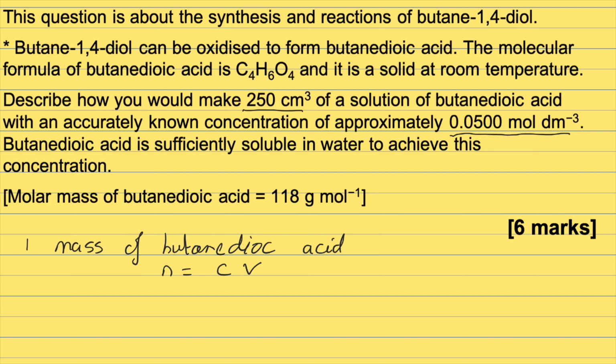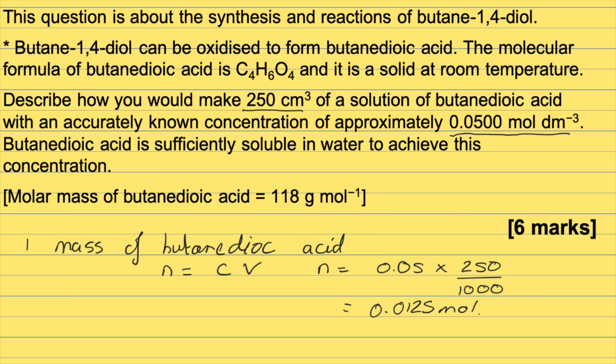0.0500. So the moles of butane dioic acid that we need to add is 0.05 times 250 over 1,000. That equals 0.05 times 250 over 1,000 equals 0.0125 moles.